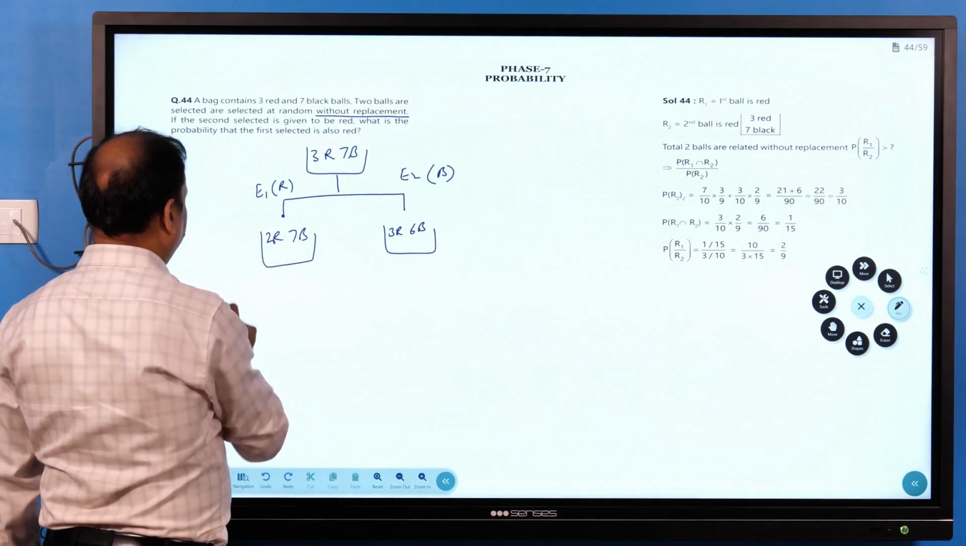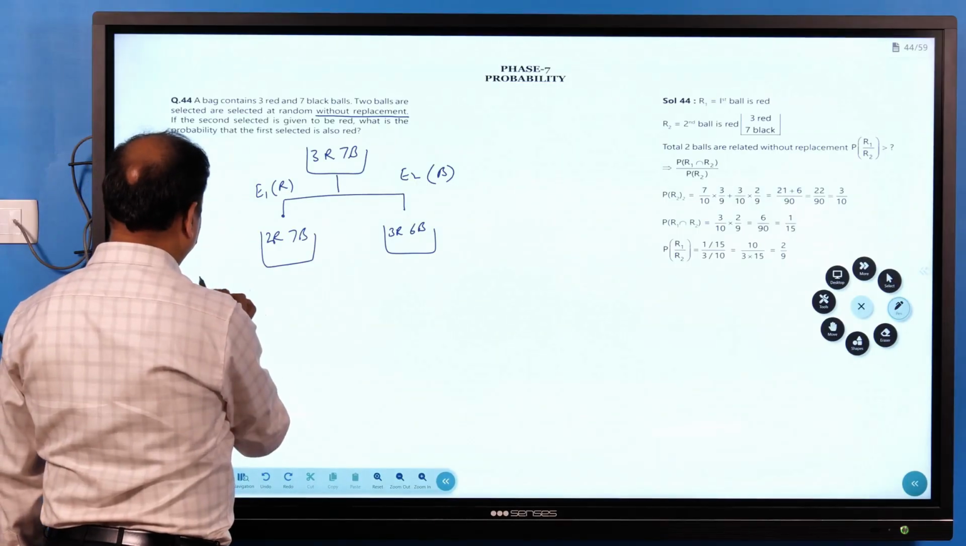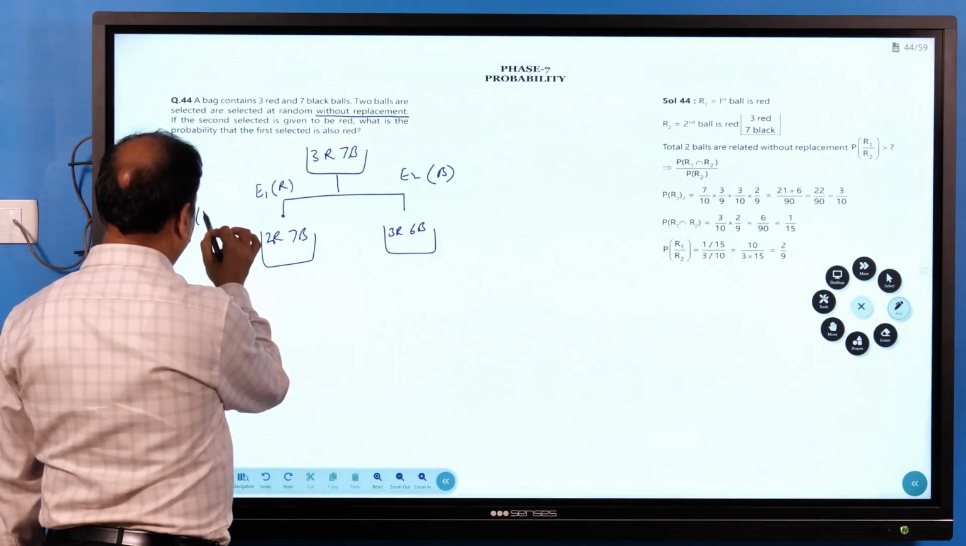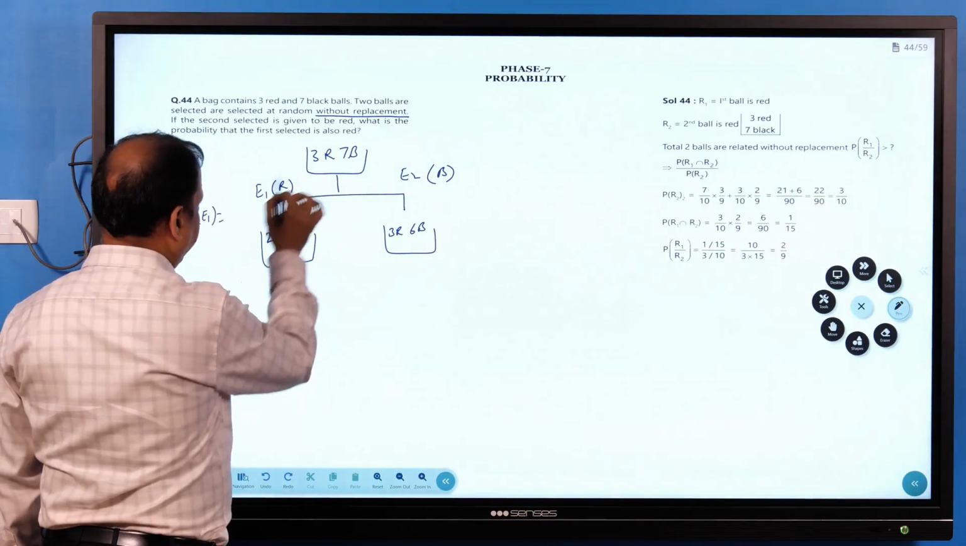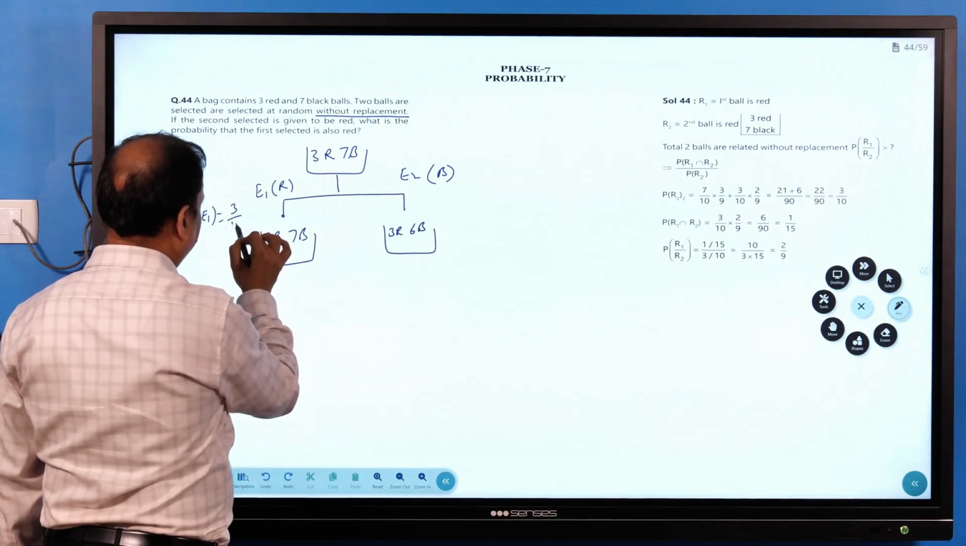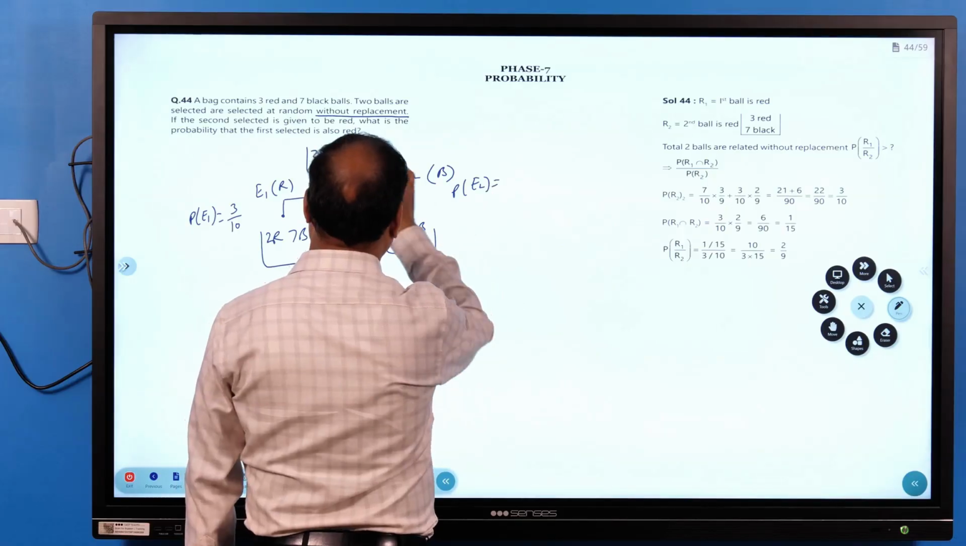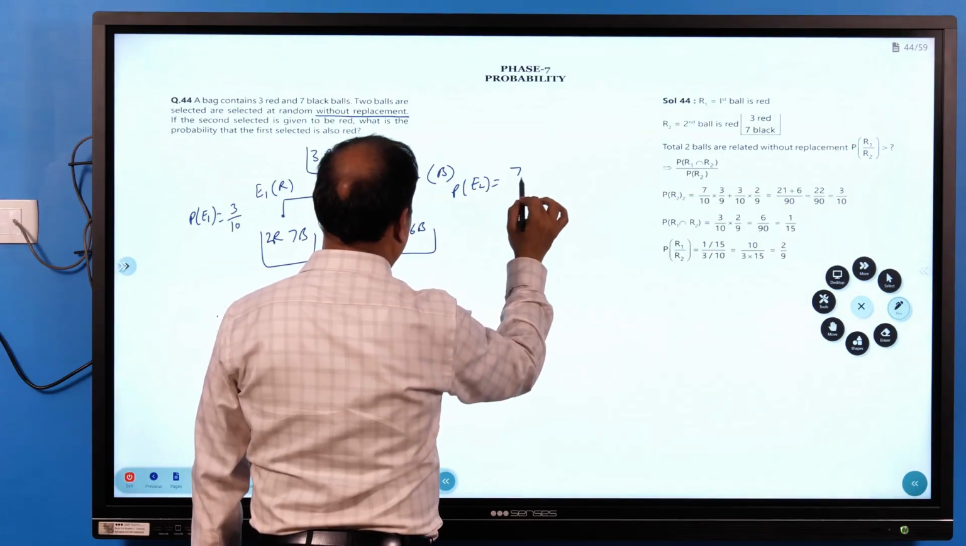Probability of E1, red, is 3 upon 10. Probability of E2, drawing a black ball, is 7 upon 10.